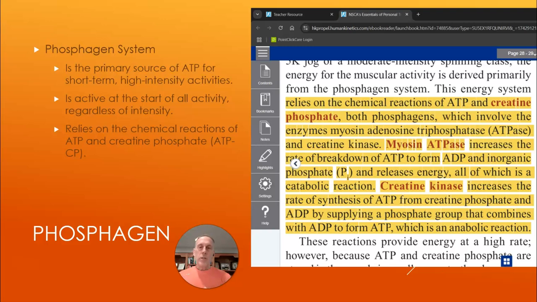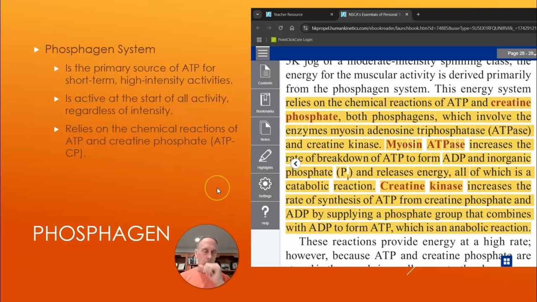But as I mentioned, all energy systems are upregulated and downregulated throughout any activity. It's just to what degree and what is the predominant energy system that's providing the energy. And with the phosphagen system, whether it's the thrower or the young ladies running the 5K or 3K for cross country for high school, it's active at the beginning regardless of the intensity of work. And this system relies on chemical reactions of ATP and creatine phosphate. And you'll see ATP-CP or ATP, sometimes PC, phosphocreatine written.